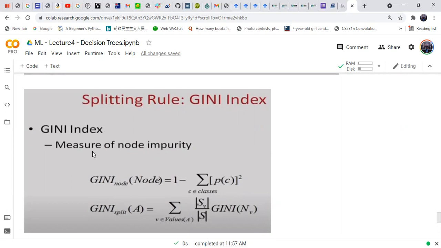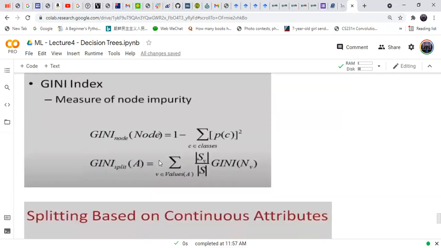So the Gini index measures node impurity. This is the probability for class C, and this is the formula for it. Then we use the Gini split. We use this algorithm to check and calculate for the node, and then for a sample we compute the Gini index.